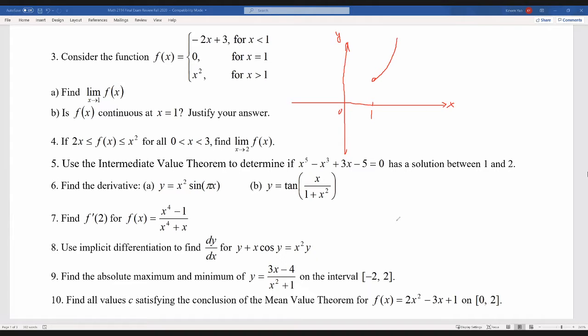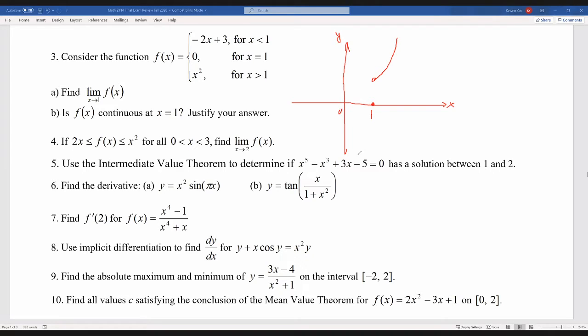All right, x larger than 1, the graph is x squared. X equal to 1, the function value is 0. Okay, function value is 0, right? So you have a small circle here, right? Because x equal to 1, the function value is not 1, but 0. Okay? Now please sketch the first piece.